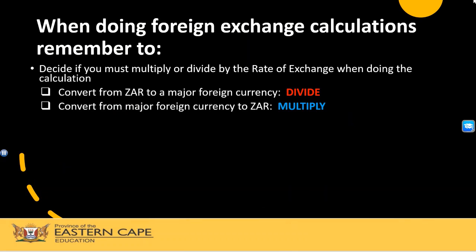Now, let's continue. The next rule is for you to decide if you must multiply or divide by the rate of exchange when doing the calculation. Now, in grade 11 you learnt about it. We have already revised it in this lesson. It is on the screen at the moment. If you are converting from South African rand to a major foreign currency, you must divide. And from a major foreign currency to rand, you must multiply.